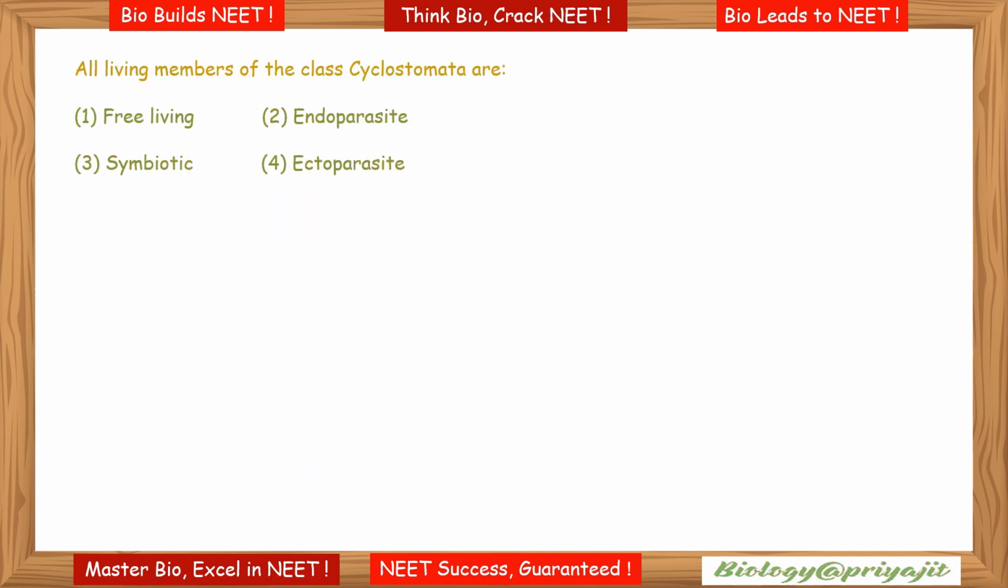Next, all living members of the class cyclostomes are basically ectoparasites. All living members of the class cyclostomes are ectoparasites.